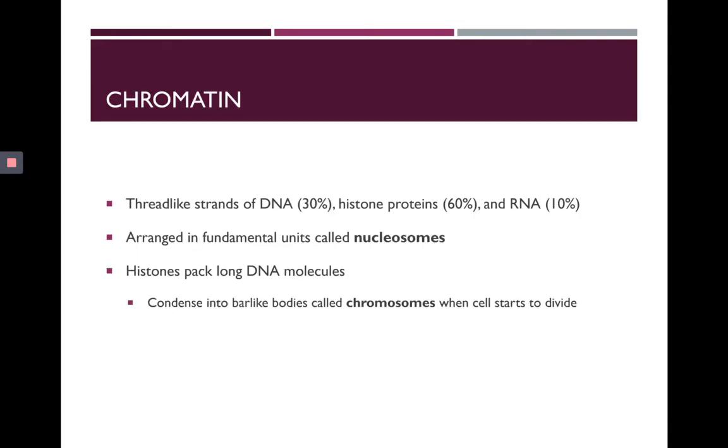Chromatin is thread-like. It's just strands of DNA, usually mixed in with histone proteins, sometimes a little bit of RNA, usually mRNA or rRNA, that's already hanging out in the nucleus. We would call this combination of DNA and protein a nucleosome. And histones are able to pack long DNA molecules, and when we turn chromatin into chromosomes, these histones become really important for supercoiling DNA.